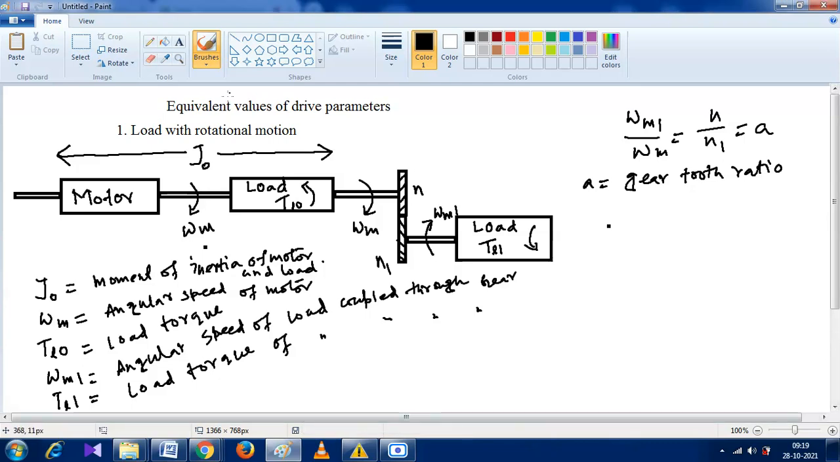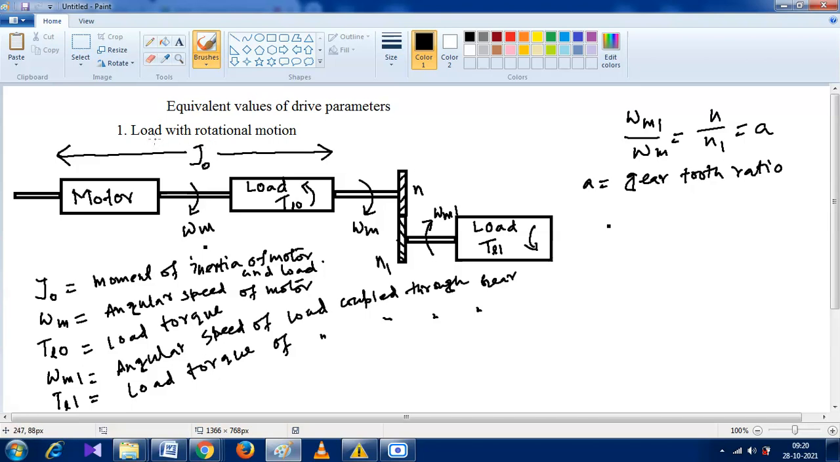First, what are we doing? Our topic is equivalent values of drive parameter. Is the PPT or screen being shared or not? Okay. And our topic is the equivalent values of drive parameter.